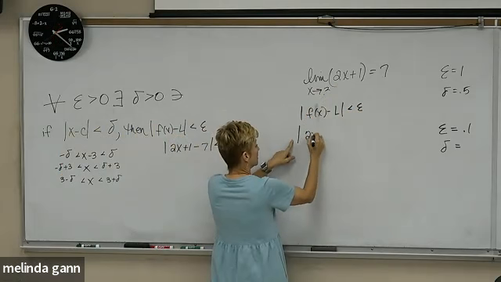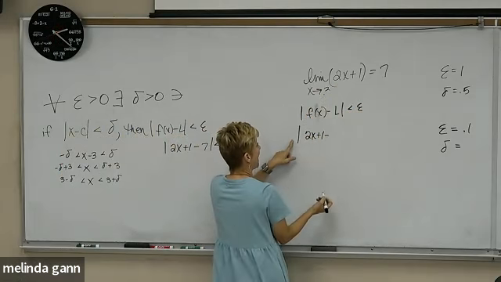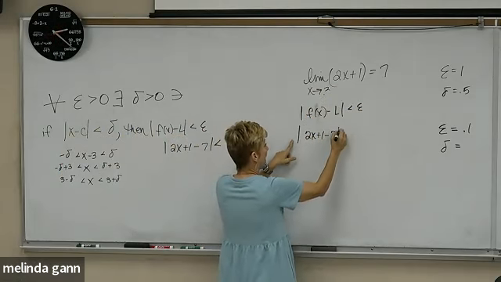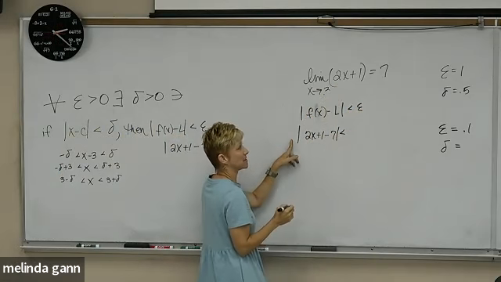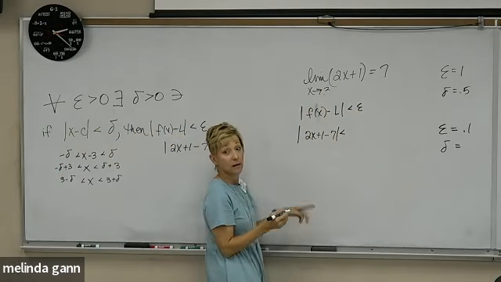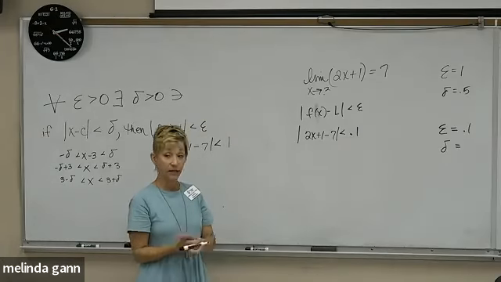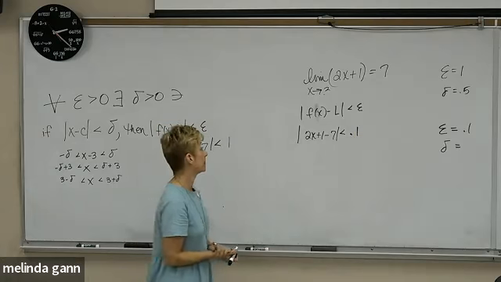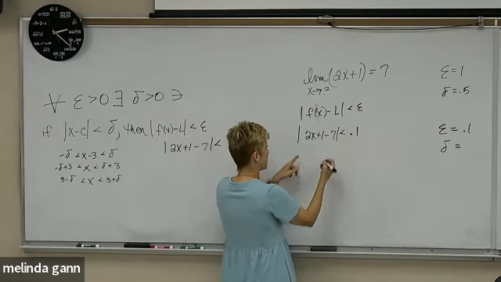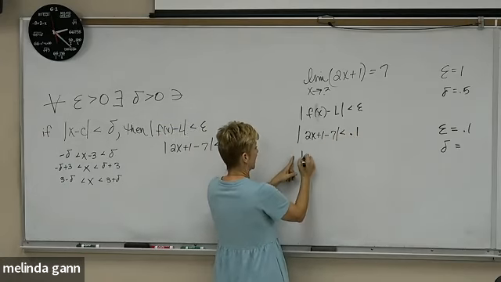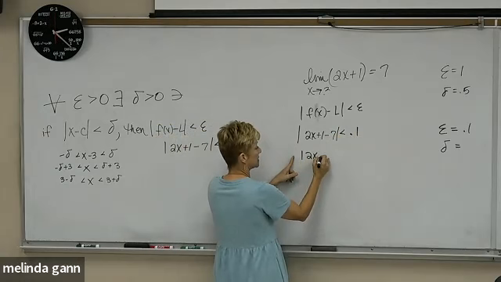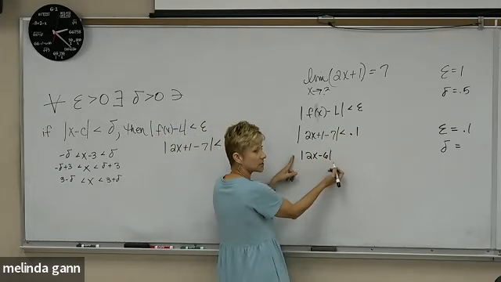Okay, what's my f of x up here? Remind me. 2x plus 1 minus what's my L? 7. But this time he told me my epsilon wasn't 1, it's 0.1. See if we can do it. So I will drop those so I can simplify the middle. What's that going to simplify into? 2x minus 6, right?